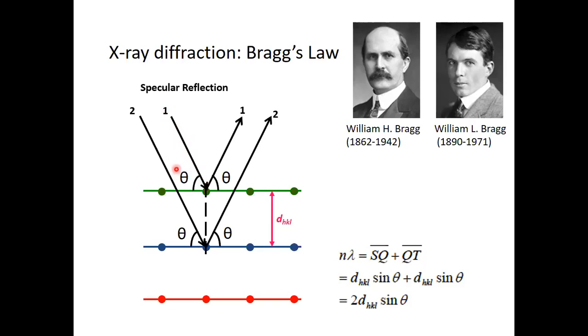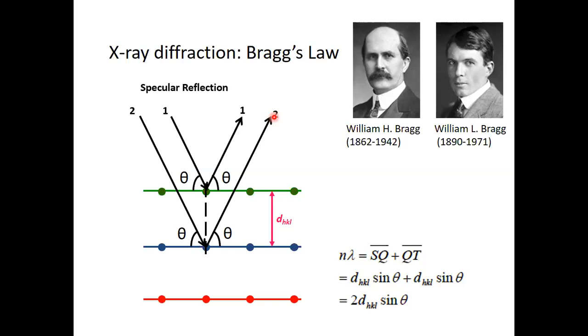Under the incident angle, which is called theta, we will produce this reflected X-ray beam number 1 and this reflected X-ray beam number 2. Now, as I said before, X-ray beam 2 travels a longer path than X-ray beam 1. The extent of that path determines how the reflected X-rays interfere with each other.